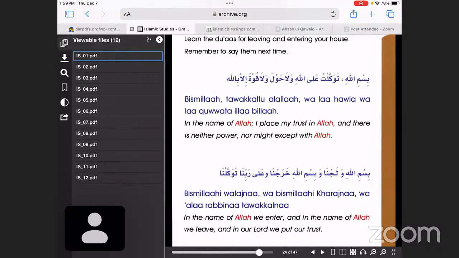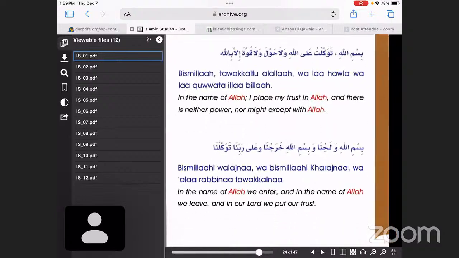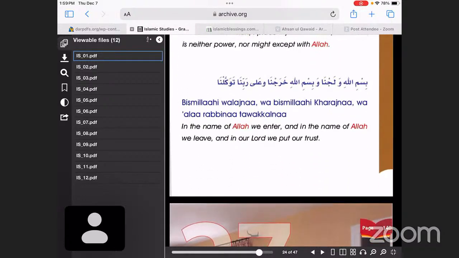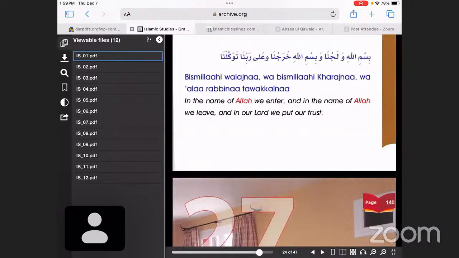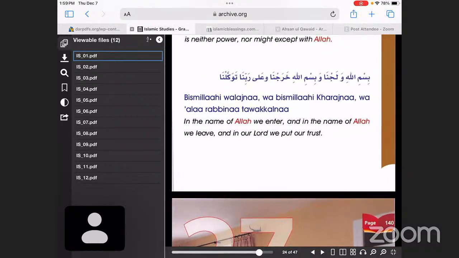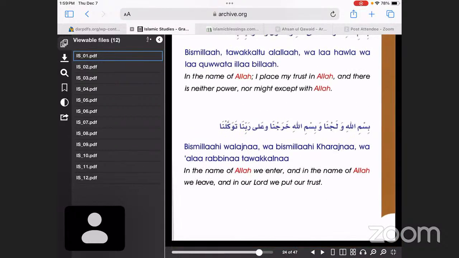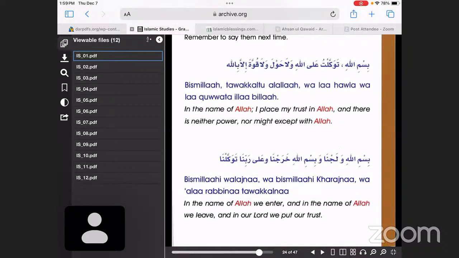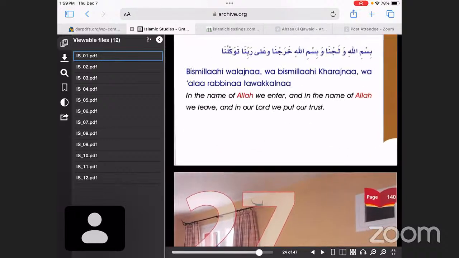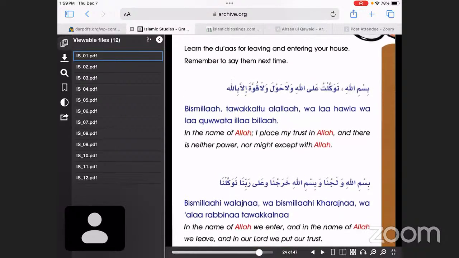Bismillahi tawakkaltu ala Allah wala hawla wala quwwata illa billah. This is the dua for leaving home. Bismillahi walajna wa bismillahi kharajna wa ala rabbina tawakkalna. In the name of Allah we enter and in the name of Allah we leave, and in our Lord we put our trust. This is for entering home and leaving home. In the name of Allah, I place my trust in Allah. There is neither power nor might except with Allah. It's a beautiful dua, so just memorize it and read it.